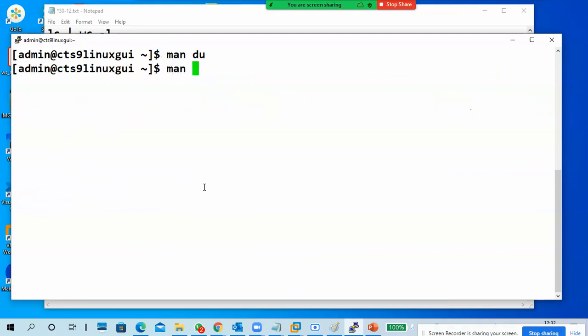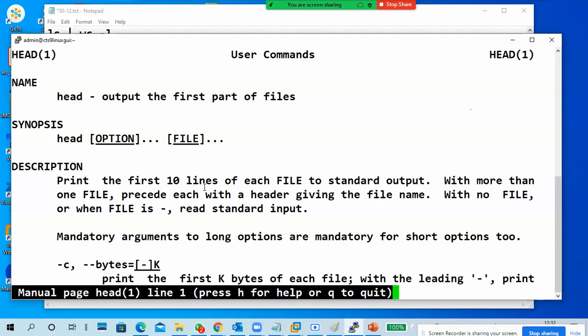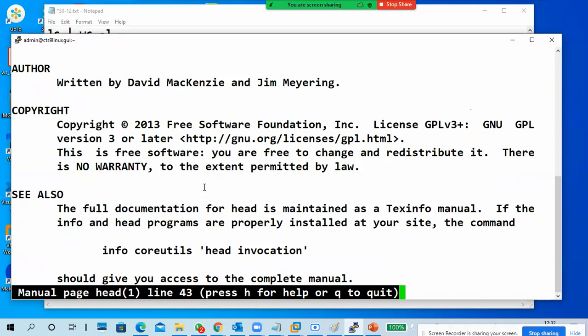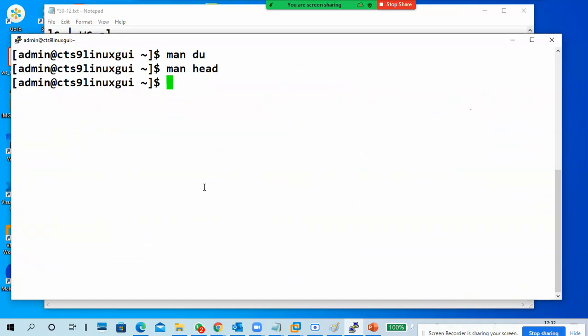Next, man head, for example, which we know from earlier. What is this? Output the first part of the file. First part of the file. See, you can see how to use it. This is the man command.